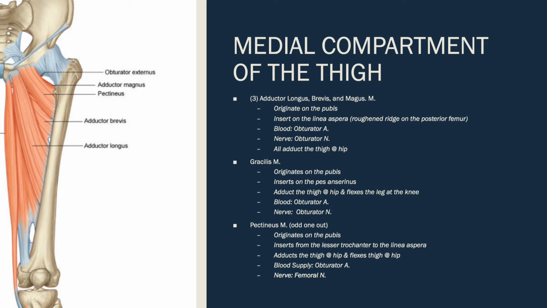There's also the gracilis muscle, which also originates on the pubis, but it inserts on the pes anserinus. It's another adductor of the thigh at the hip, and it flexes the leg at the knee. Its blood supply is the obturator artery, and its nerve is the obturator nerve.